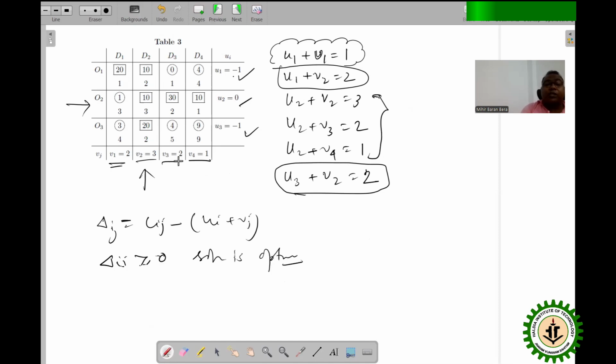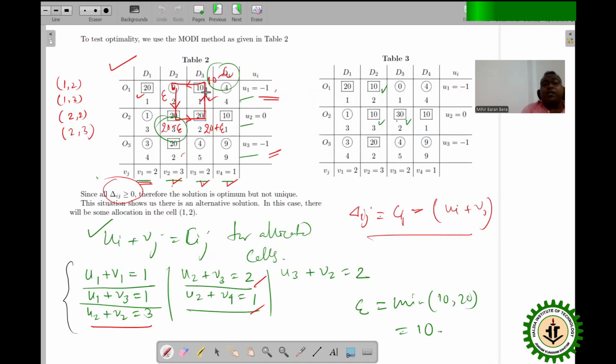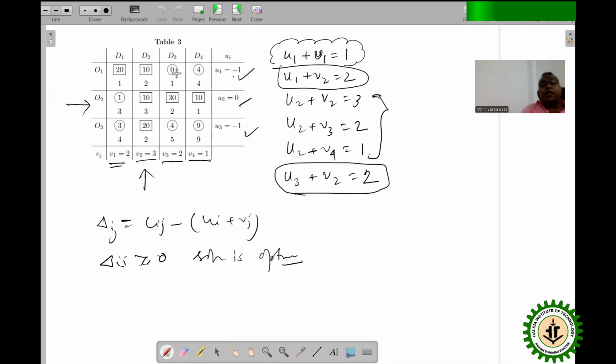It is not unique due to delta 13 equals 0. That happens because initially the 1, 3 cell contained 10 units, but we are transferring this unit here due to delta ij equals 0. That is why in the next stage you are getting 0. So there is no other way.